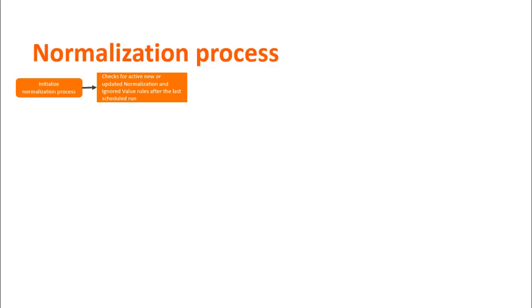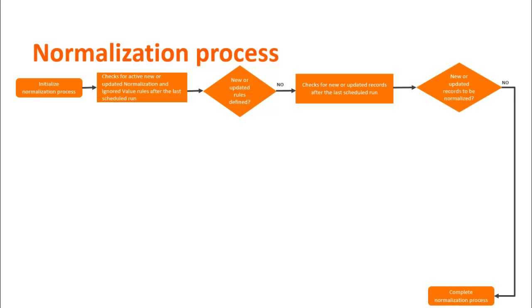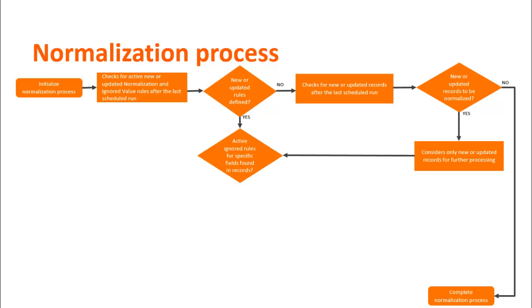If no normalization rules were created or updated after the last scheduled run, the normalization process considers only those records that were created or updated after the last scheduled run. If no records were created or updated, the normalization process is completed and no further action is taken. If new or updated records are found, only those records are considered for further processing. If new or updated rules are defined, all records are considered for further processing.